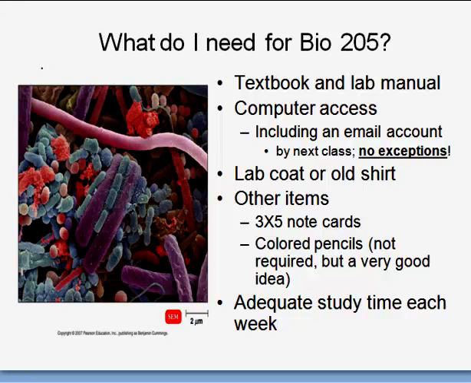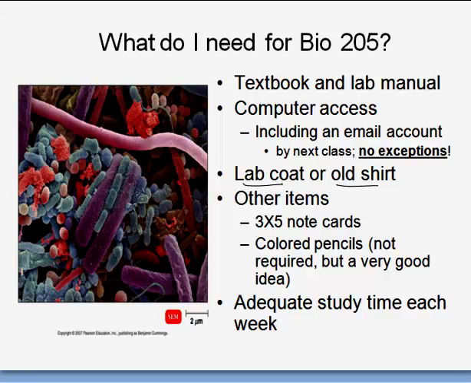I would like you to either have a lab coat or an old shirt. This is because we will be doing many labs in which we will be doing a lot of staining, and we don't want to get your nice clothes all messed up and with stains.